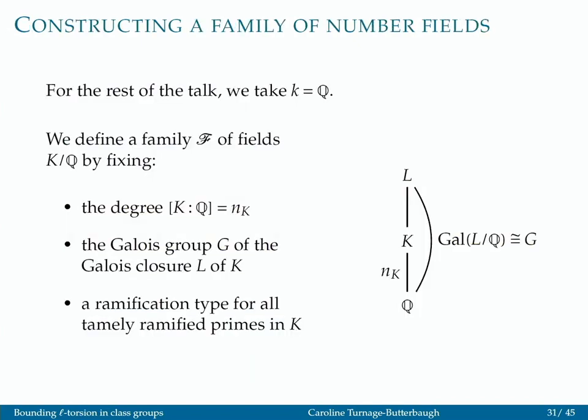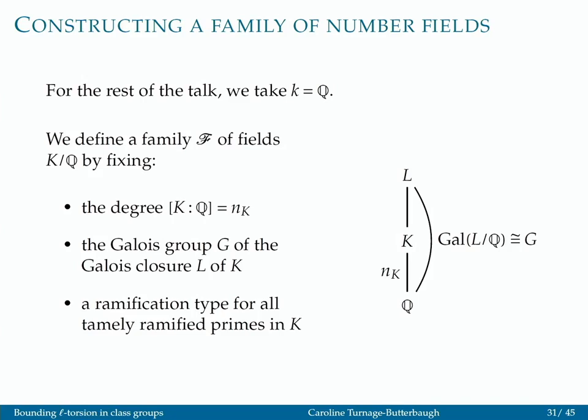OK, so for the rest of the talk, I'm going to take little k to be Q. I don't have to take it for much longer. I could keep talking about little k being little k. But ultimately, we're going to have to take little k to be Q, so I might as well do it now. But the one thing to note is that our theorem that I did state before works over arbitrary little k.